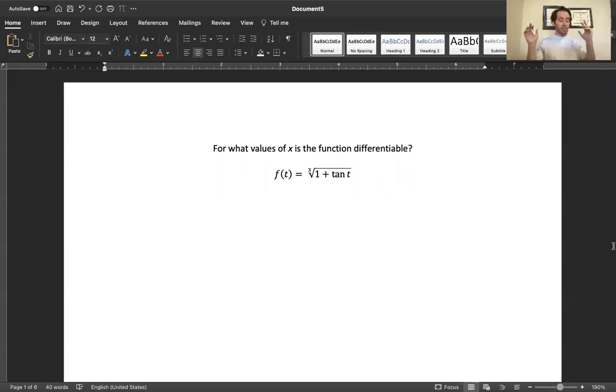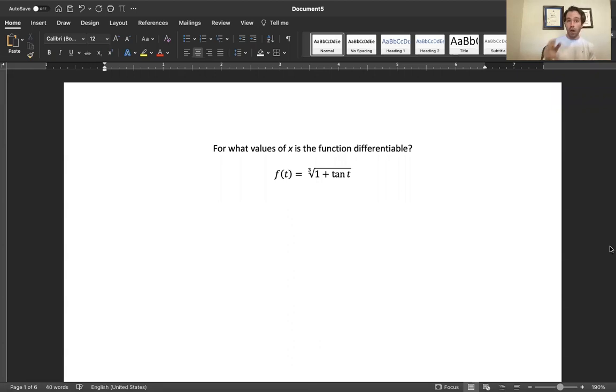Hey guys, let's figure out what values make this function differentiable. Now, I hope you know by now that differentiable means that the derivative exists. And the easiest way to check for which values the derivative exists is to find the formula for the derivative and check its domain. So we will start out by getting a formula for this derivative.